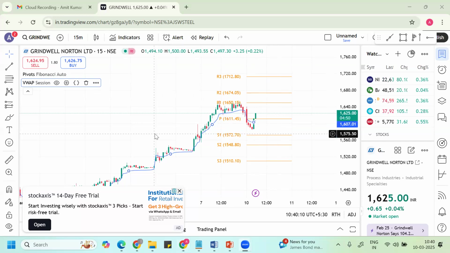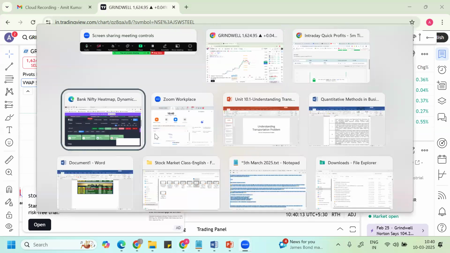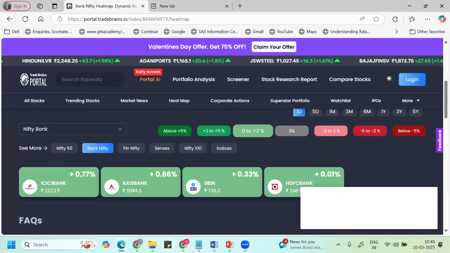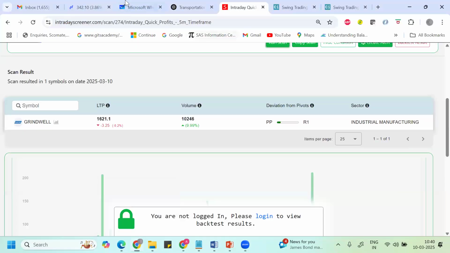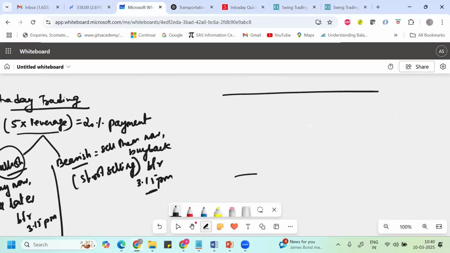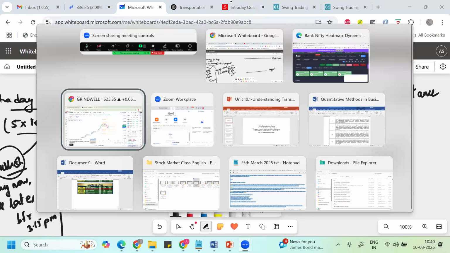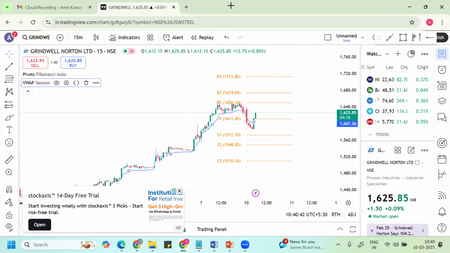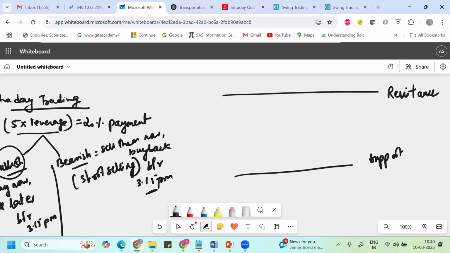Every time you are trying to get into a trade, there is a resistance and there is a support level. Right now, what we are seeing about Grindwell is that it is between these two levels. 1650 is the resistance.